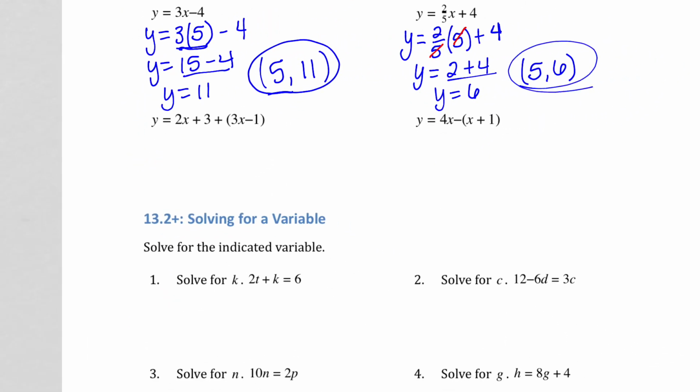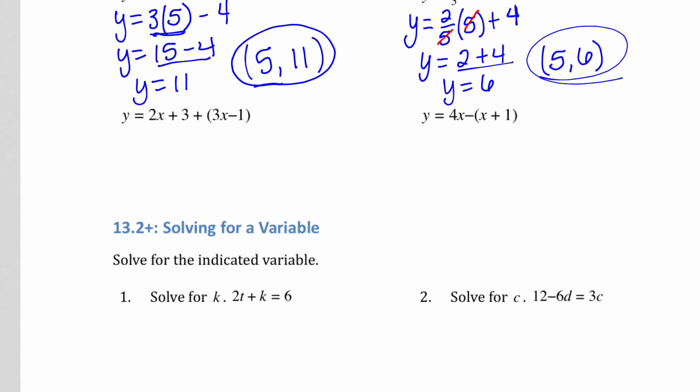Actually, I'm going to circle that one first. Okay. So on this one, we have y equals 2x plus 3 plus 3x minus 1. So what do you think we're going to do on this one? Plug in the 5. So where do I plug in the 5? Under the 2x and 3x. Okay, so 2 times 5 plus 3 plus 3 times 5, that's going to be in parentheses, minus 1.